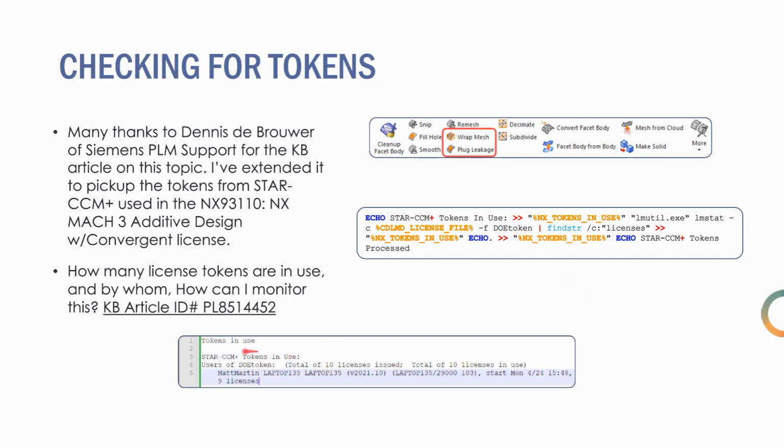While using the tool, I ran this script, and I can see that I've got 10 issued, total of 10 licenses in use, and I can see that I've got this particular feature pulled 9 licenses, and each license is a token.